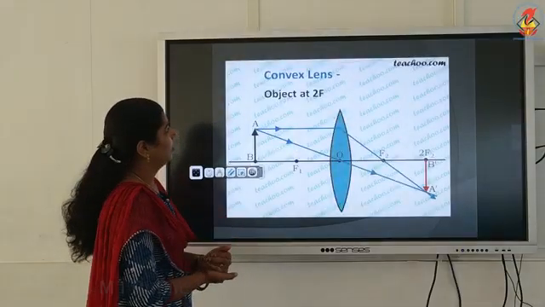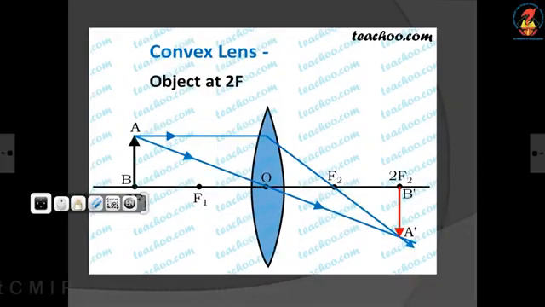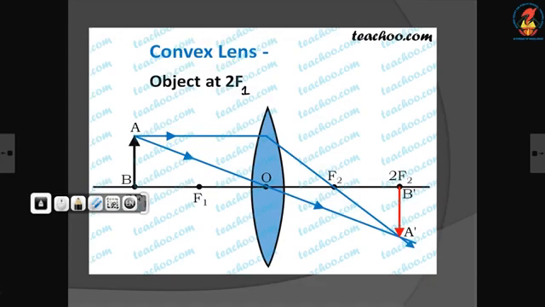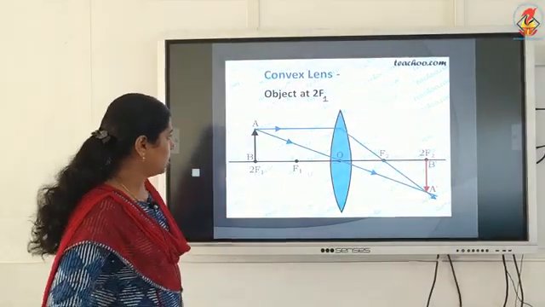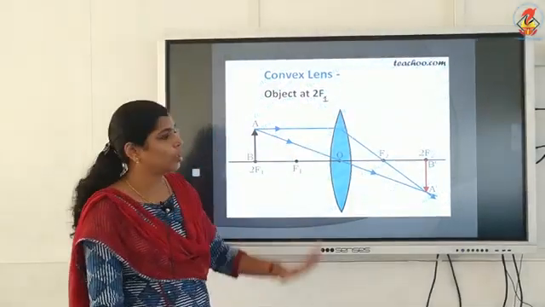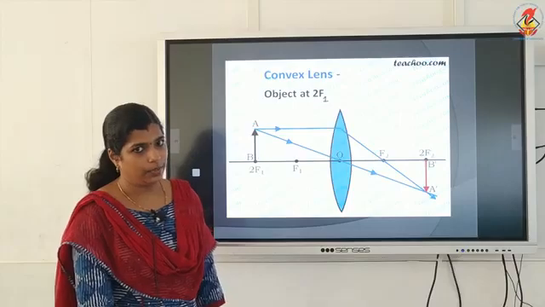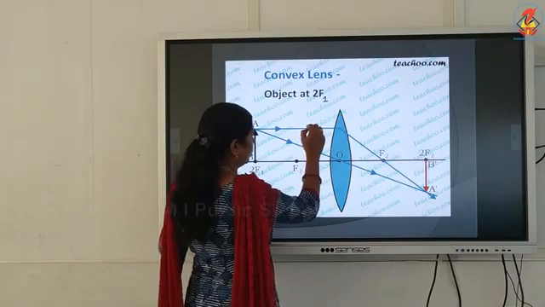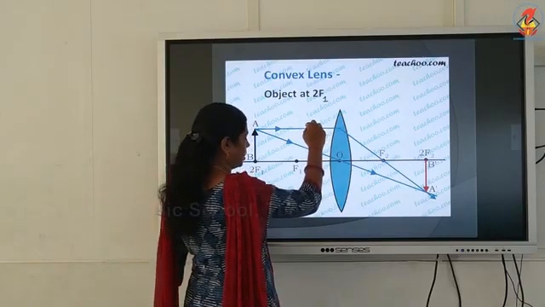Next one, the object is at 2F1. Here we will use only the same two rules to construct all the 6 ray diagrams. First ray, a ray of light parallel to the principal axis.